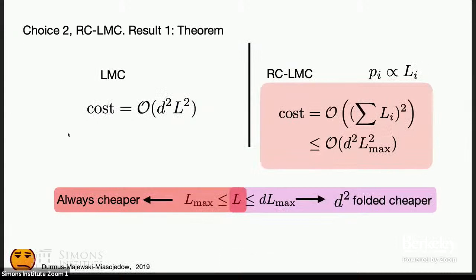The result we have is the following. In comparison to the classical overdamped Langevin Monte Carlo, whose cost is d squared L squared, the new result when you choose a random coordinate version is d squared, where you replace L by L max. They have the summation of blah, blah, blah, and you take the maximum. That's you replacing L by L max. So this is the same behavior that we were expecting to have. The d dependence is the same, but the L dependence gets replaced by L max. Therefore, depending on the conditioning of the problem, you may have some saving.